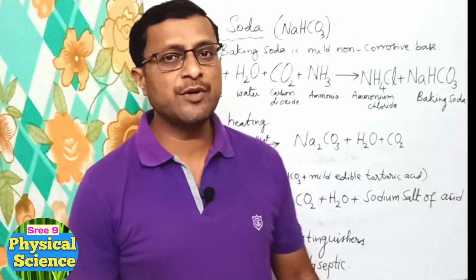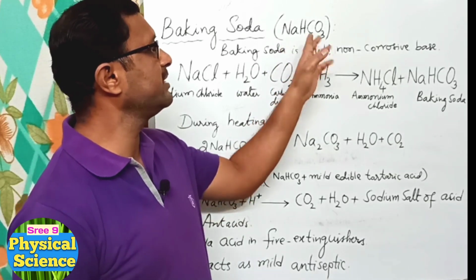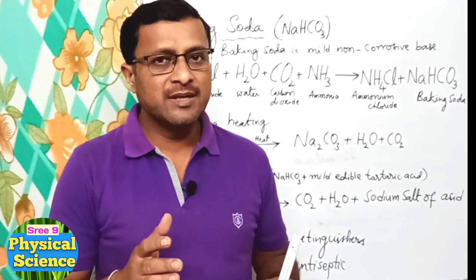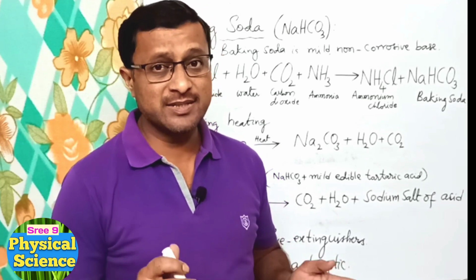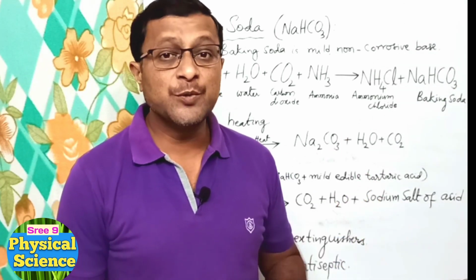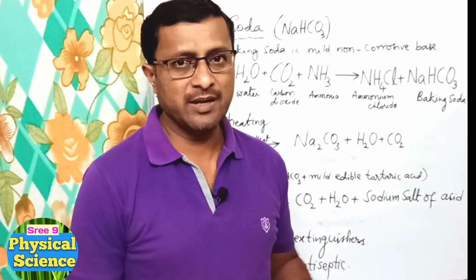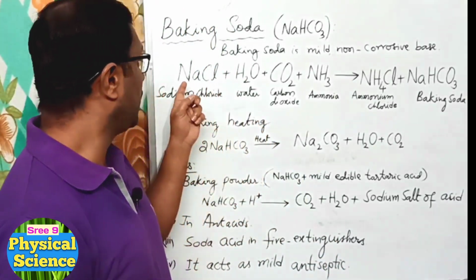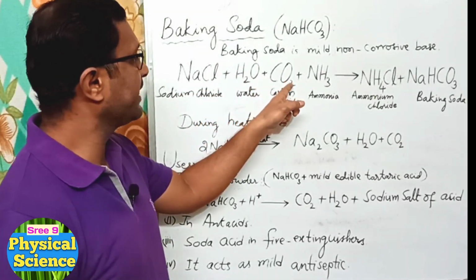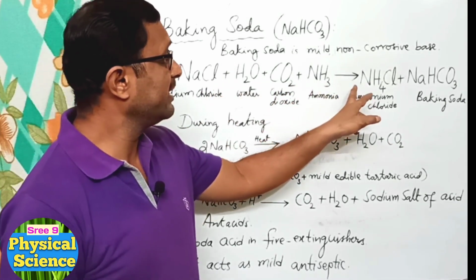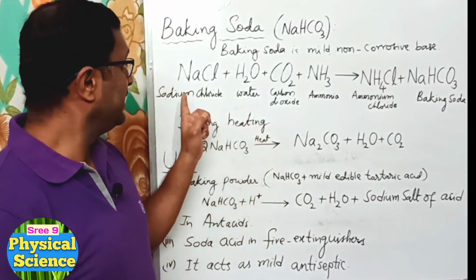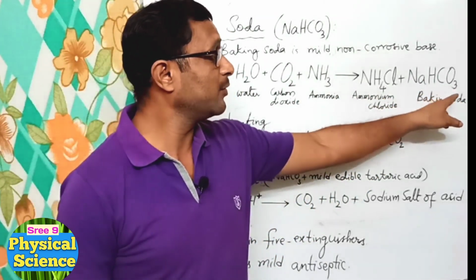Students, next we are learning about baking soda, that is NaHCO3. Baking soda is sometimes added for faster cooking in dishes, and the chemical name of baking soda is sodium hydrogen carbonate. It is prepared like this: sodium chloride plus water plus carbon dioxide plus ammonia are mixed, and it gives rise to ammonium chloride and NaHCO3, that is baking soda. This chemical equation shows how baking soda is prepared.